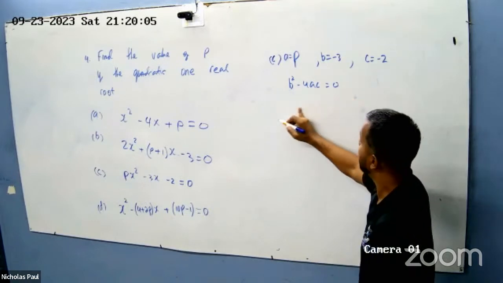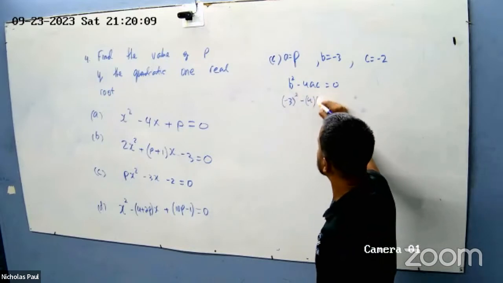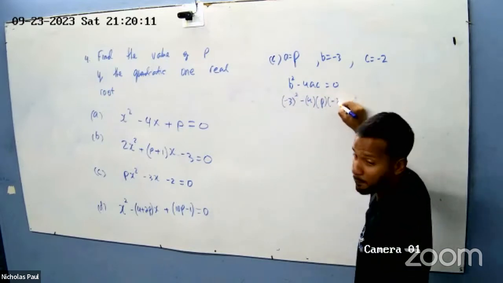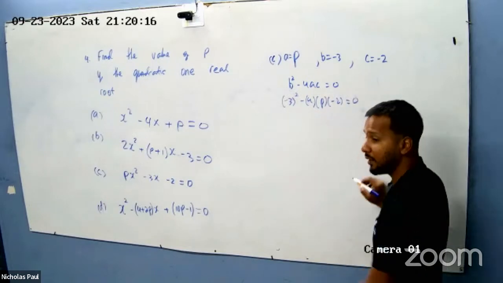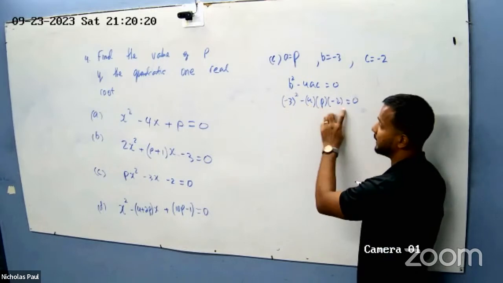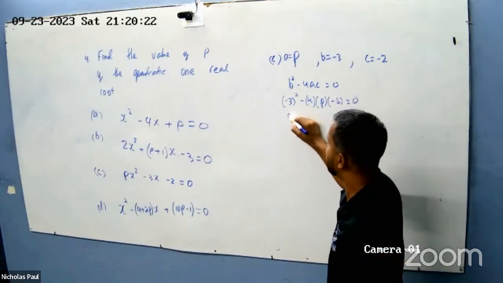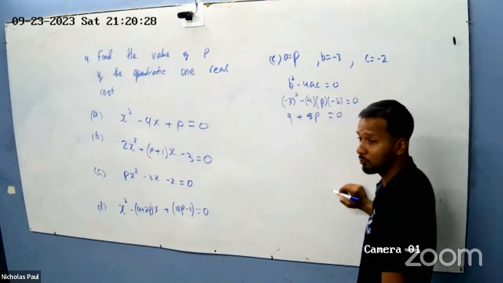Then make a substitution. -3 squared minus 4 by A by C is equal to 0. Everything has brackets. Every single thing has brackets. So you will get 9 minus, and a minus and a minus is a plus, 4 by 2 is 8, P is equal to 0.